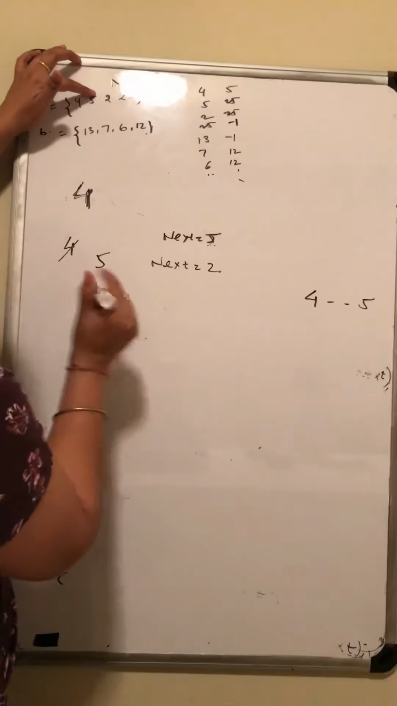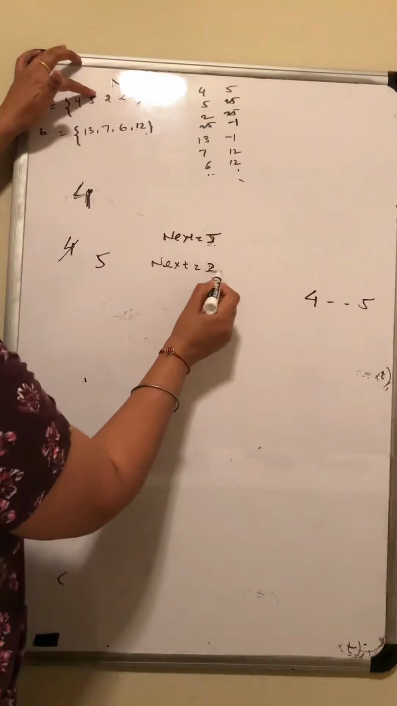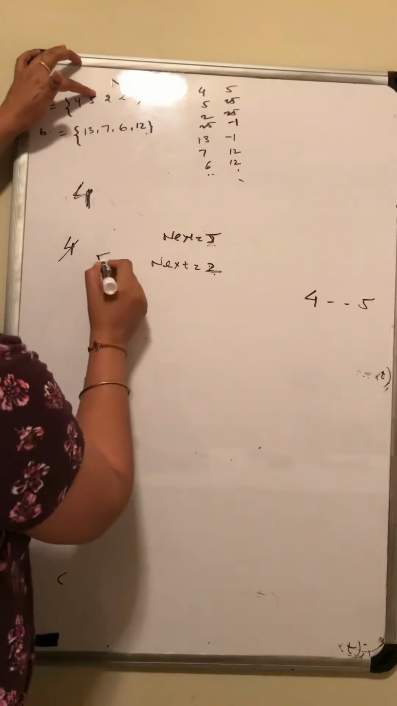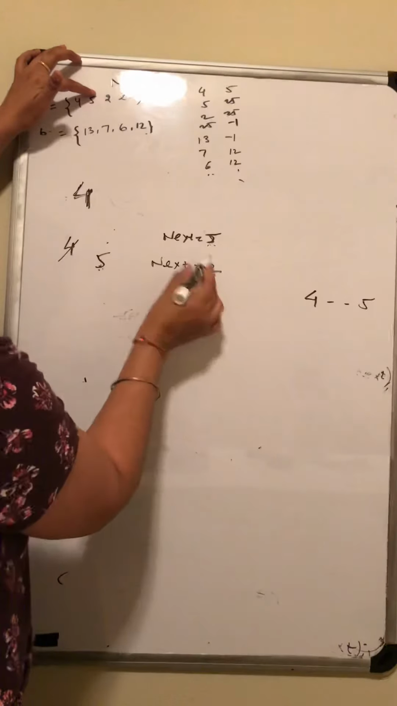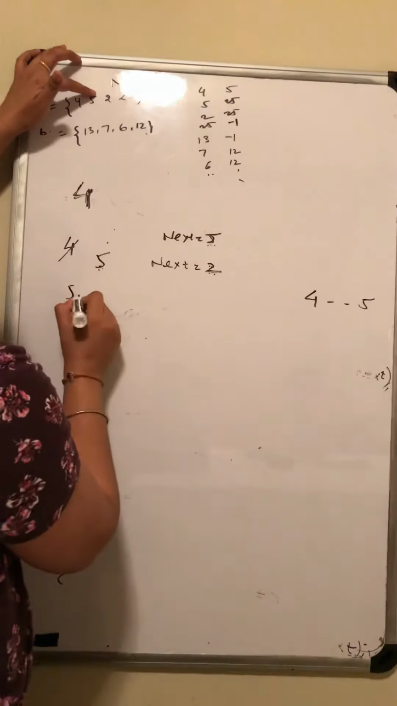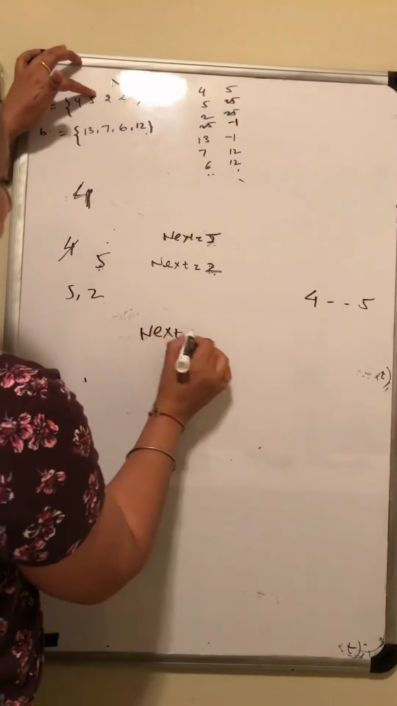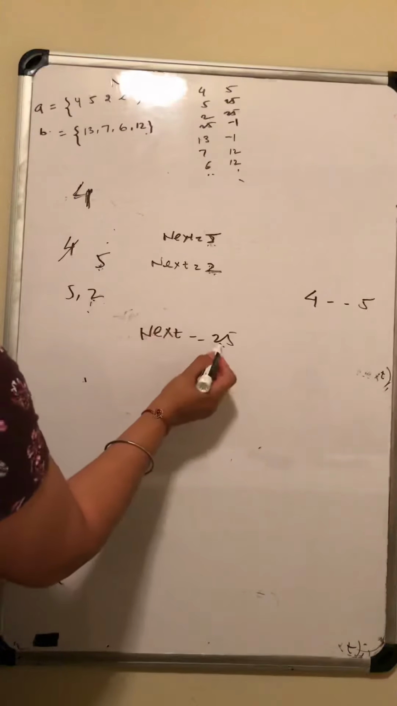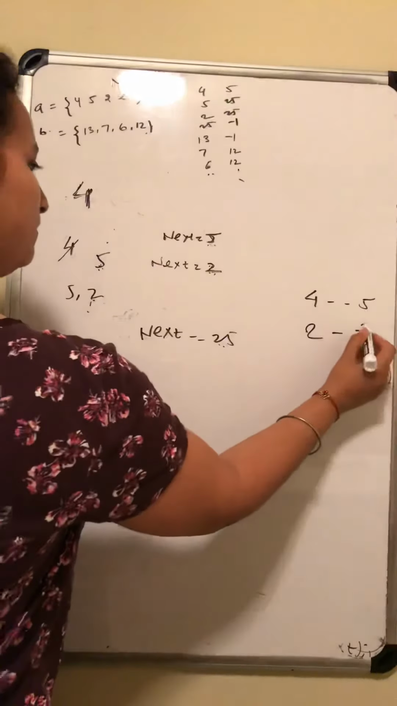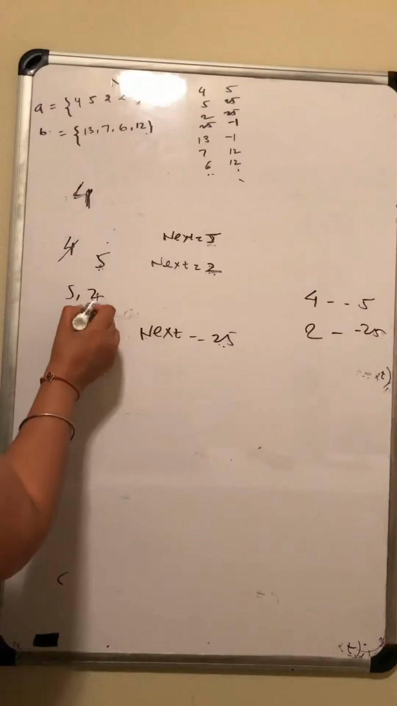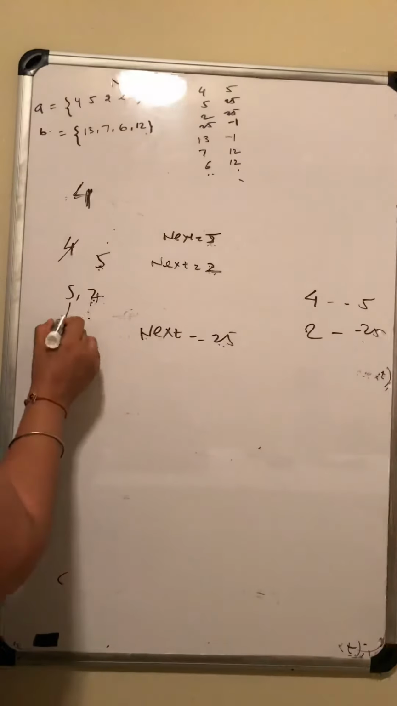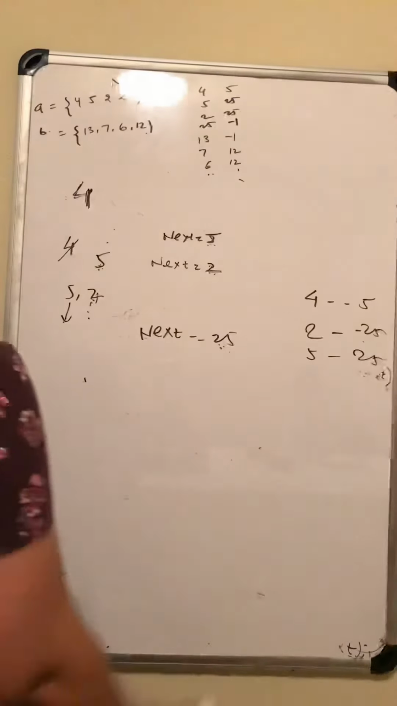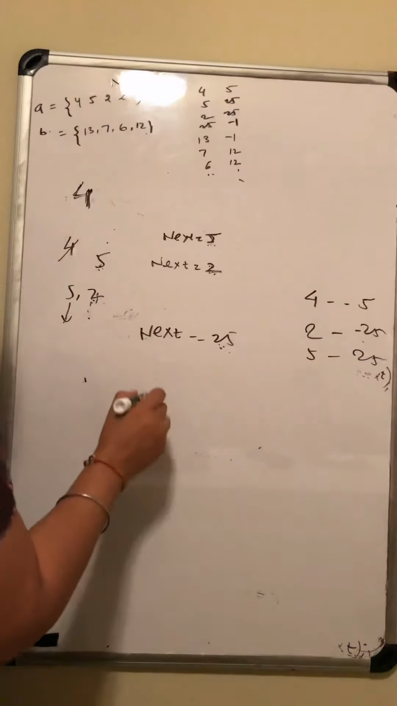I compare 5 and 2. 5 is greater than 2, so I will push 5 into the stack, and again 2 into the stack. So in the stack 5 and 2 will be there, and the next is 25. 2 is less than 25, so I will print 2, 25. Again I pop and compare with 25, so I will print 5, 25.